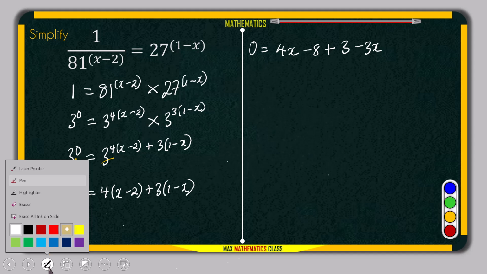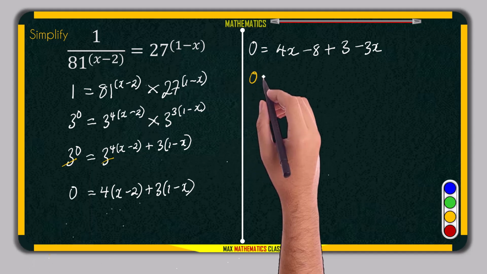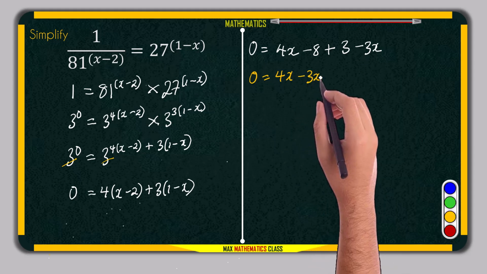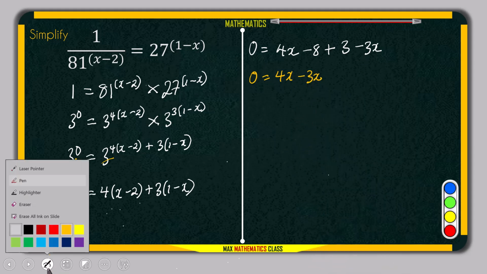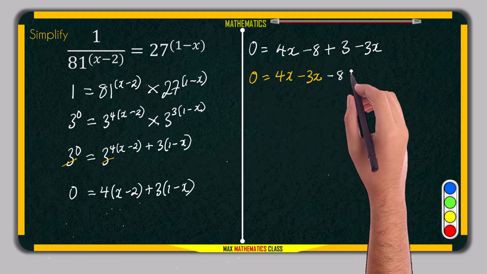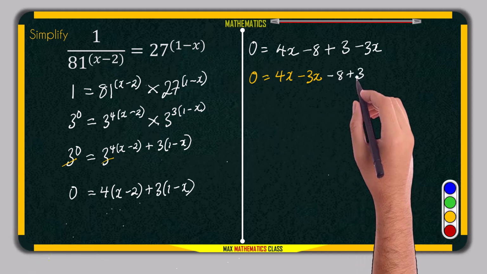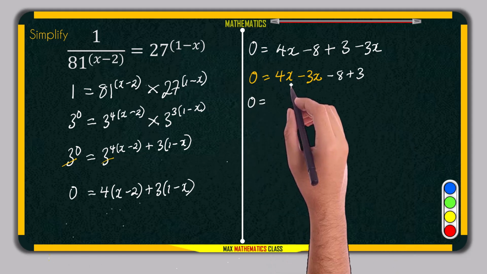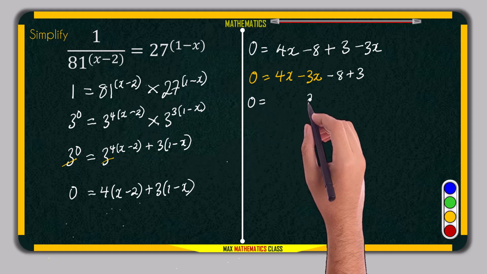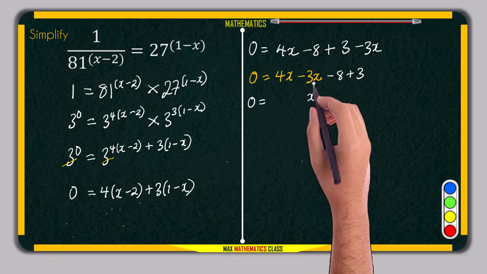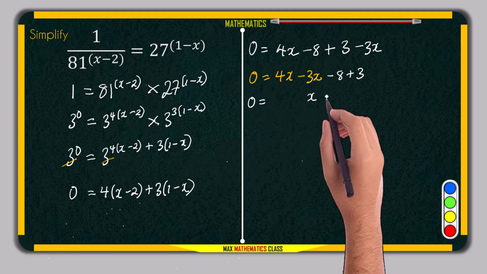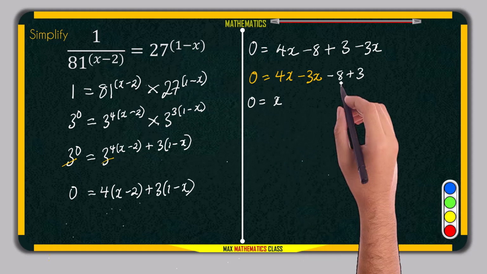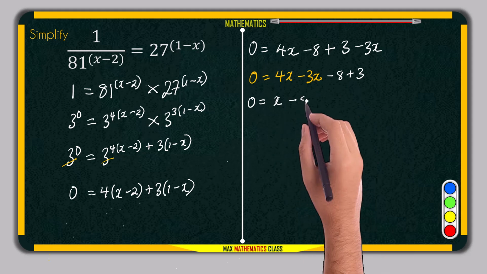From the diagram, the like terms are: 0 equal to 4x and minus 3x are like terms. Again, minus 8 plus 3 are also like terms. If we simplify them, we have 0 equal to 4x minus 3x, which simplifies to x. That is, 4x minus 3x will give us x. Then minus 8 plus 3 will give us minus 5.